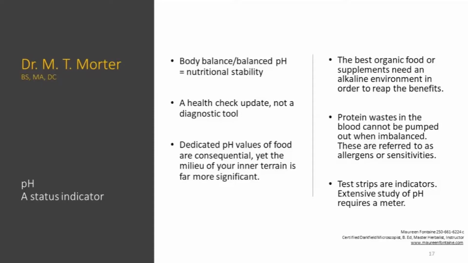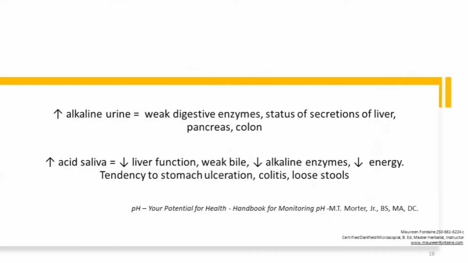they're the better ones that I've ever used, and they're very, very nice indicators. And if you are indeed going to do an extensive study of pH, you do need a meter. So again, Dr. Mortar says when the urine is super alkaline, it says that our digestive enzymes are getting weak, and it also tells us the status of the secretions of the liver, pancreas, and colon.